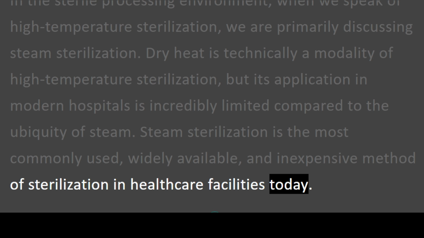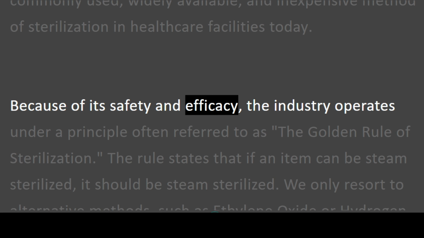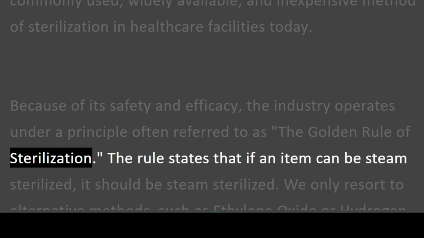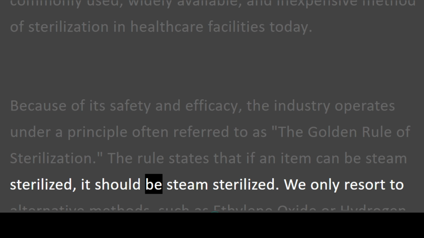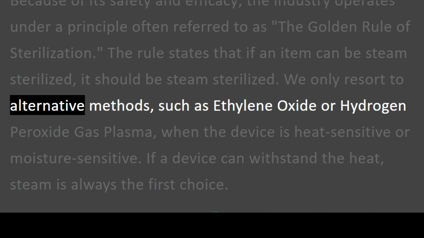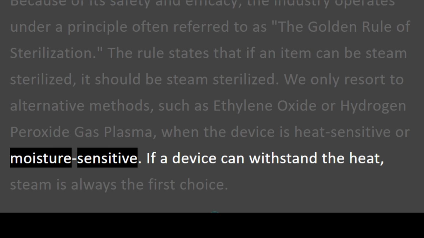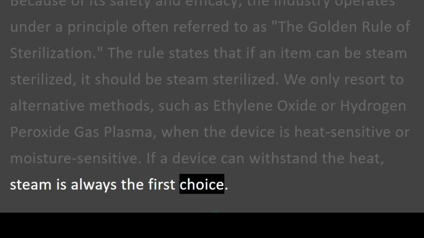facilities today. Because of its safety and efficacy, the industry operates under a principle often referred to as the golden rule of sterilization. The rule states that if an item can be steam sterilized, it should be steam sterilized. We only resort to alternative methods, such as ethylene oxide or hydrogen peroxide gas plasma, when the device is heat-sensitive or moisture-sensitive. If a device can withstand the heat, steam is always the first choice.